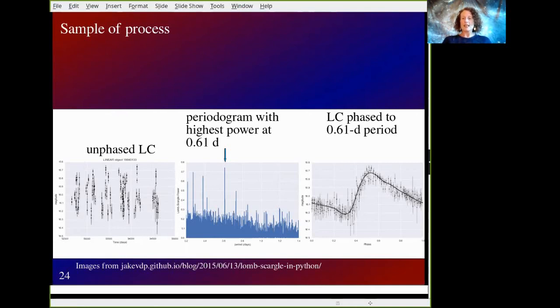And you can see that this looks much more sensible, like a periodic object. And this is in fact an RR Lyrae star, and so it has a 0.61 day period. And so this can demonstrate the power of the Lomb-Scargle periodogram, because you don't have to know from the start what the period is, or have a good guess at the period. And this can show you what the period might be.